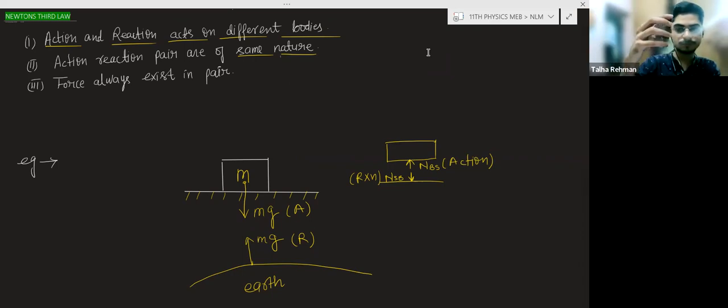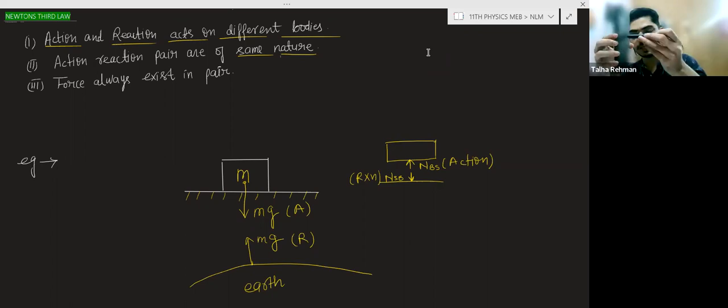This is the phone. Suppose this pen is applying some force on this phone in this direction, then this phone will also apply the same force on this pen in this direction. So action is the force applied by the pen on the phone. Reaction is the force applied by the phone on the pen.